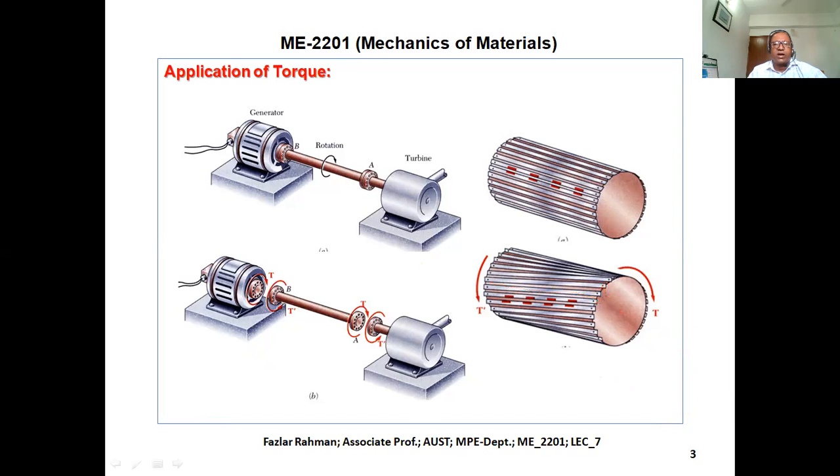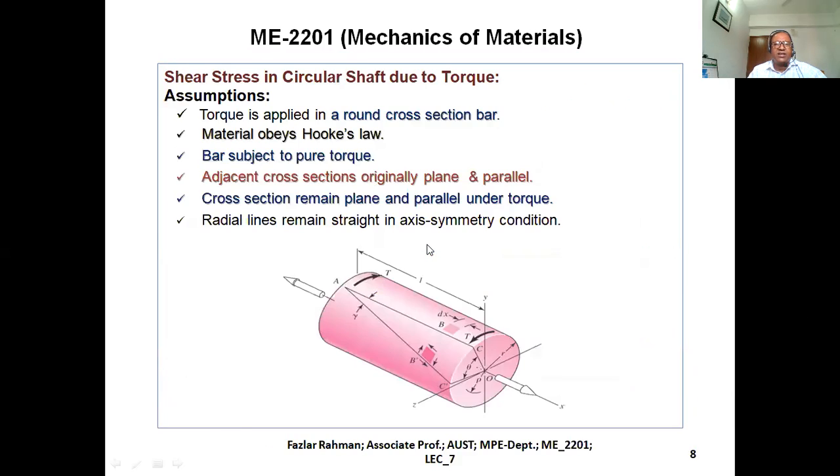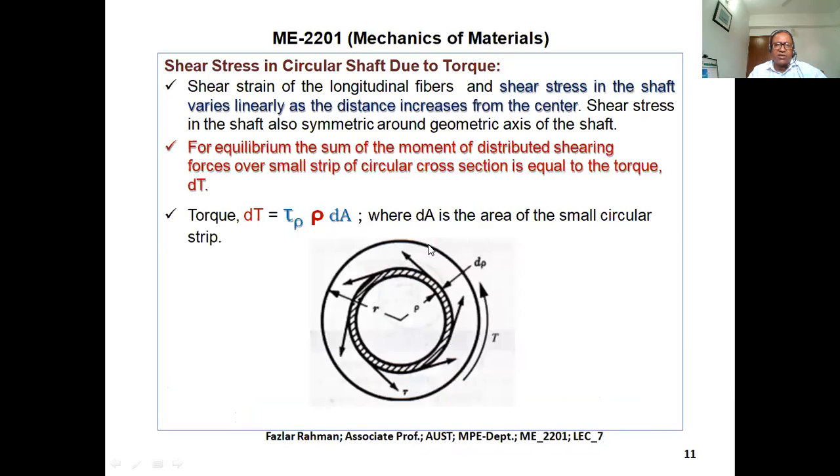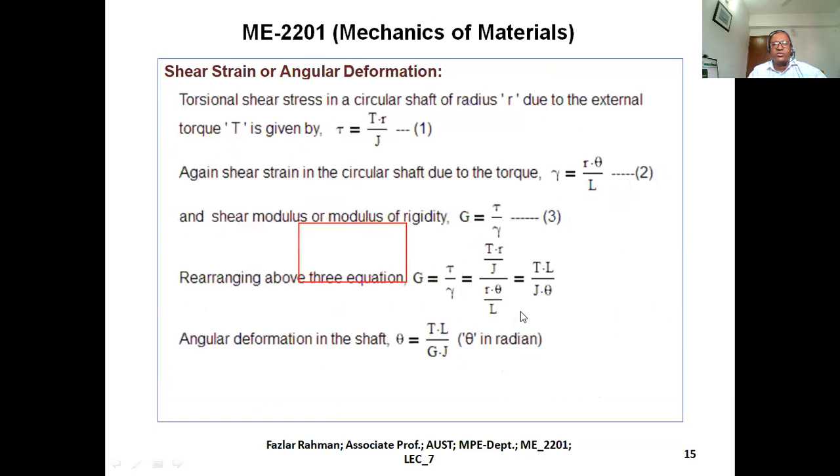So these two formulas we derive in section A and section B. You just look through the slide. If you don't understand, let me know, and I will explain it again. So right over here, we derive this formula, and also we derive this formula: theta equal to TL by GJ.